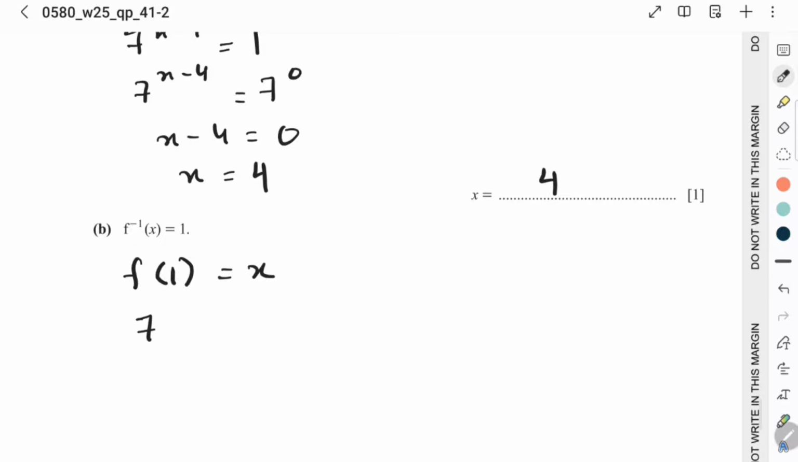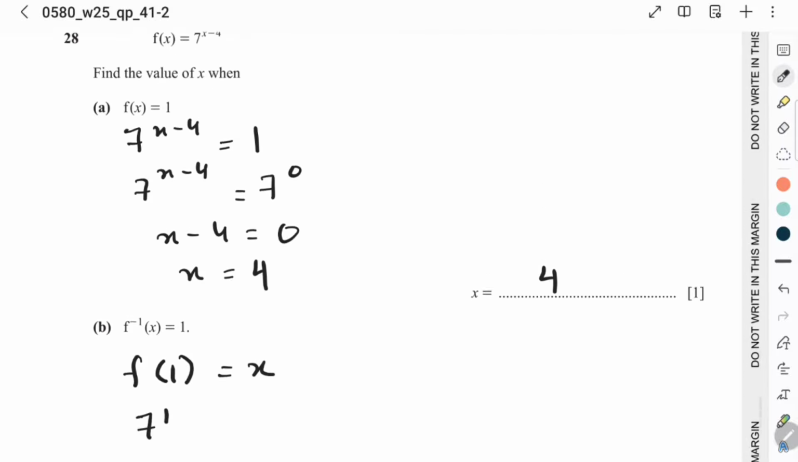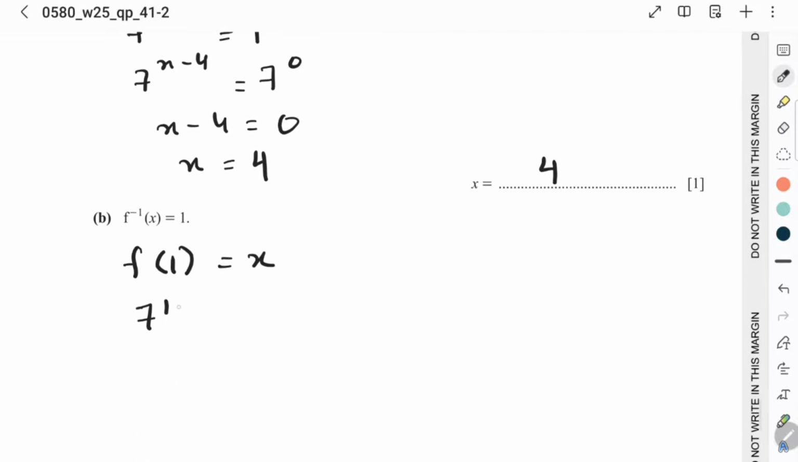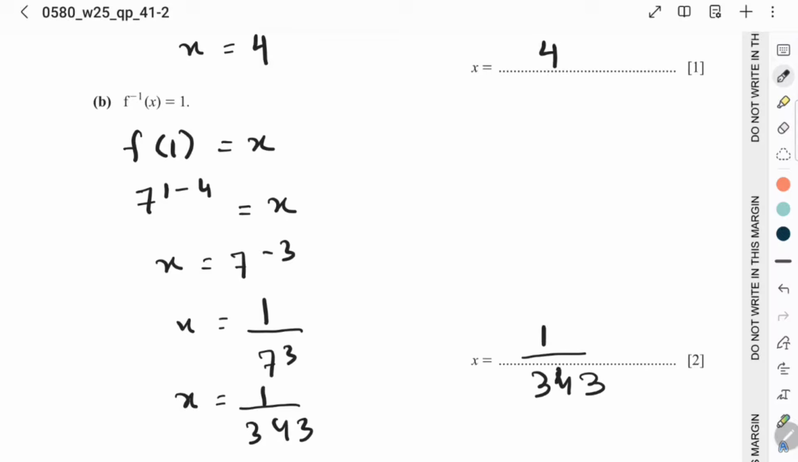So 7 to the power 1 minus x, so that is 1 minus 4, sorry, is equal to x. X equals 7 to the power minus 3, x equals 1 upon 7 cube, which is 1 upon 343. Alright, I hope you understood.